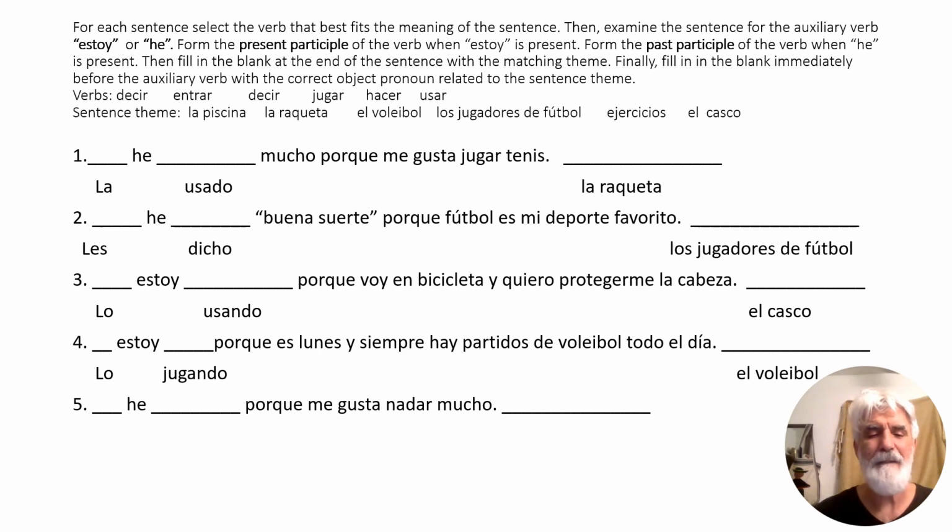It's feminine and singular. So how do I say it? It's la. So I put my object pronoun before the conjugated verb. La he entrado porque me gusta nadar mucho. What am I talking about? What's the theme of the sentence? La piscina. What's the object? La piscina.